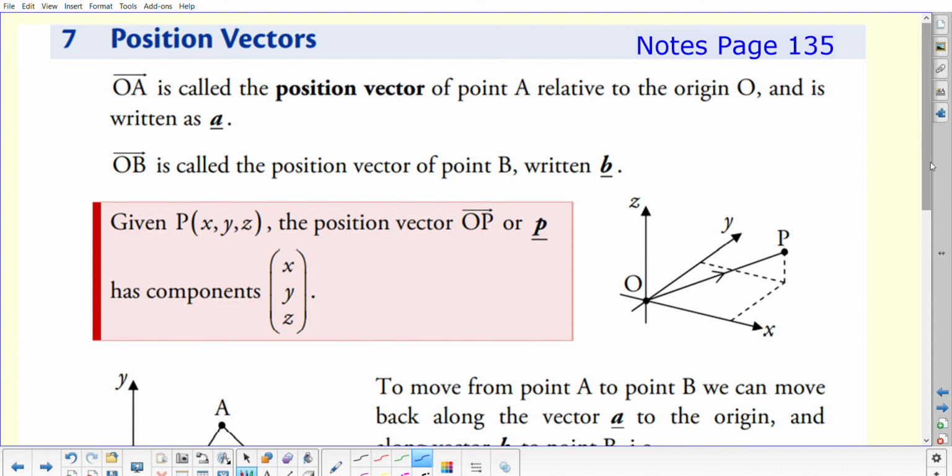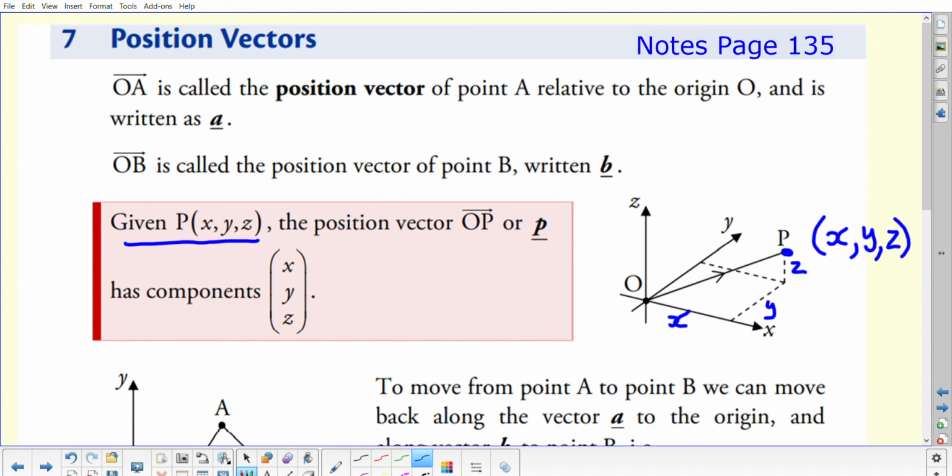Now this is a very important bit, this next bit. This is called position vectors, and this is where you've got a point plotted in a coordinate plane. Now when you write down coordinates, they're written across the way. So the point P on this diagram here has coordinates x along the way, y in the way, and then z up the way. So this is your x, this is y, and this is z. So that's the coordinates of the point.